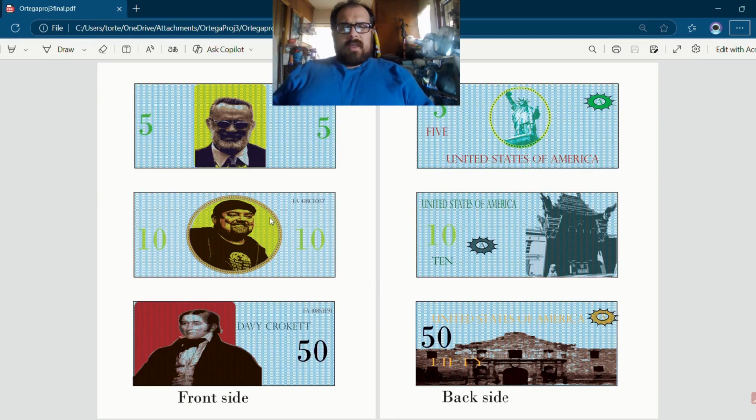Now, for the whole background of the bills, I went with a particular setup. I went with light blue swirl lines in the back, going around each other like a circle, for example. However, for the numbering system on it, like the five, the ten, and the 50, I went with something called Bodoni.